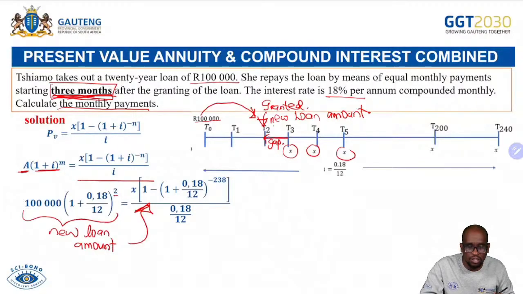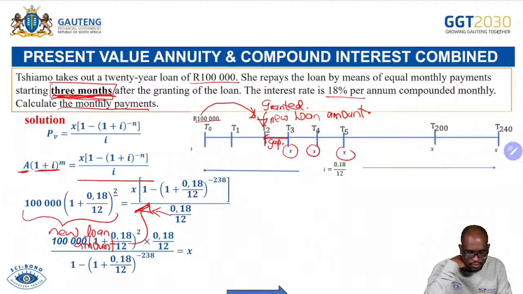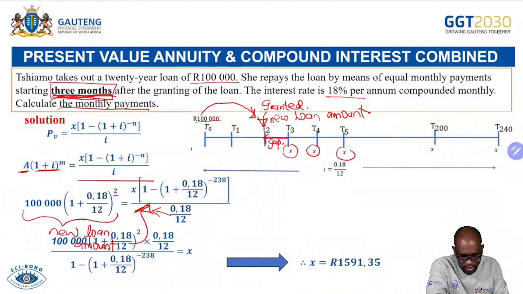That is the one that would then be subjected to what? To the annuity. All right, so if you perform your calculations there, you rearrange, you make x the subject of the equation. All right, that's what you get. Multiply there, take this, you multiply that side, and then you divide to make x the subject. You get that now your x now is going to be 1,591 rand and 35 cents. So that is the money that Tsiamo has to repay.